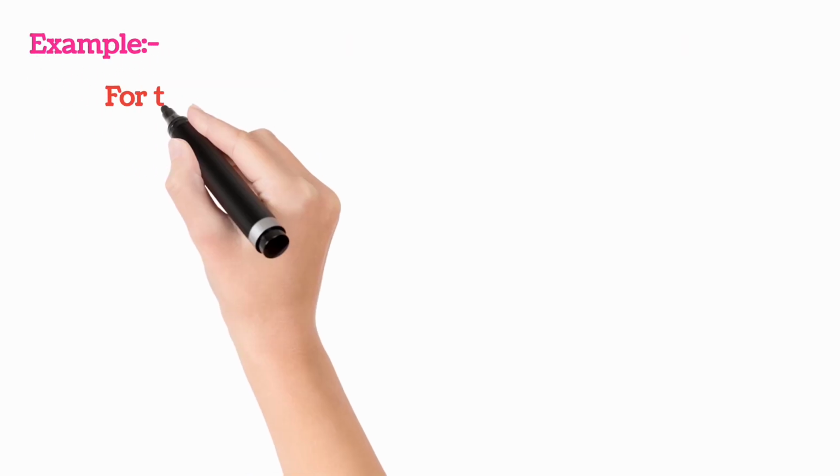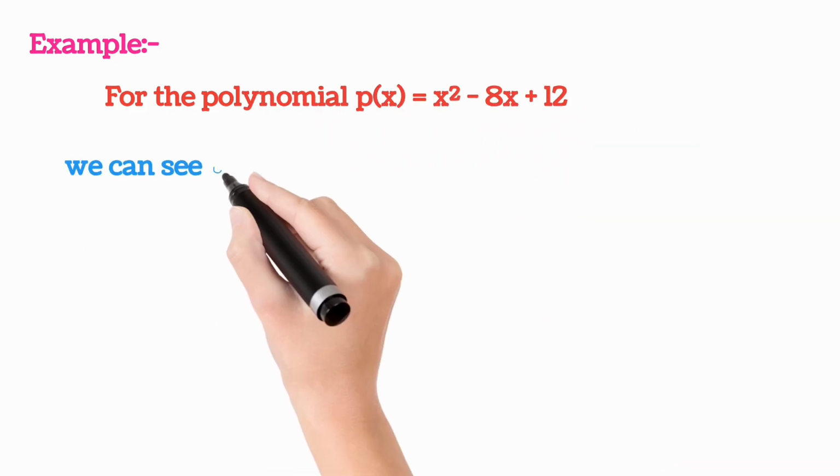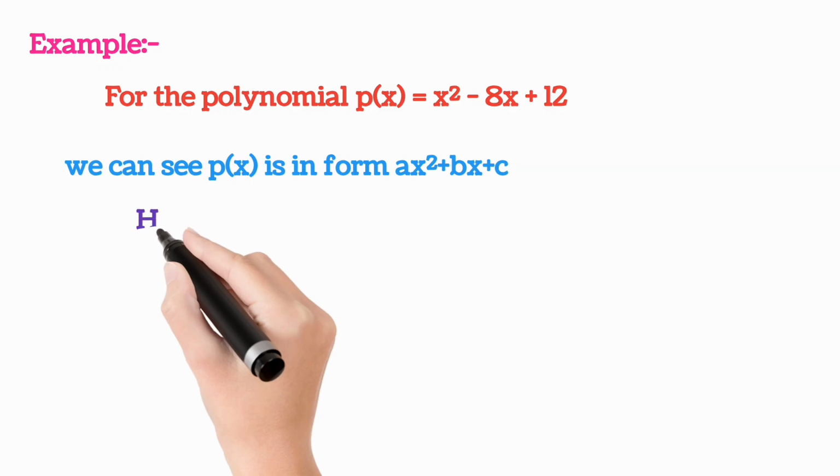Let's see some examples. For the polynomial p(x) equal to x square minus 8x plus 12, we can see p(x) is in the form of x square plus bx plus c.